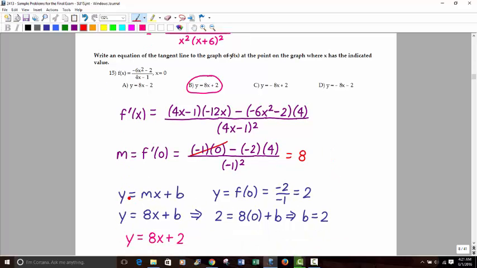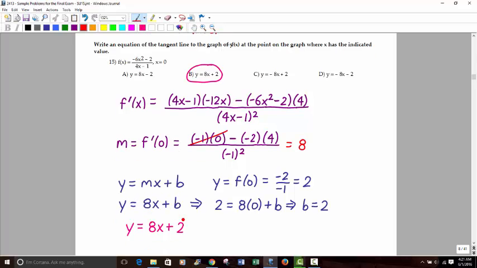That means using y equals mx plus b, we're going to have y equals 8x plus b. So we put in 0 for x, 2 for y that we got right here, and then we will get 2 for the b, just by coincidence. So the b will be 2, therefore your final answer will be y equals 8x plus 2.